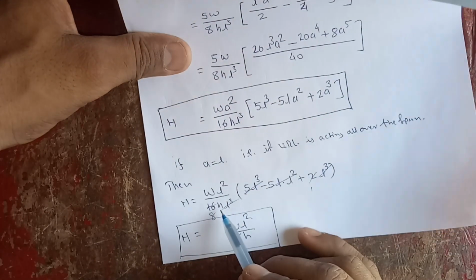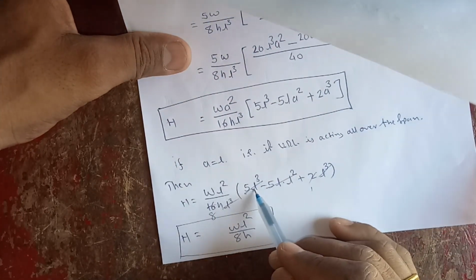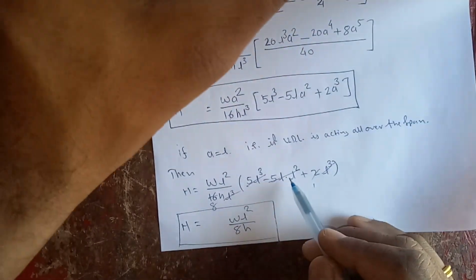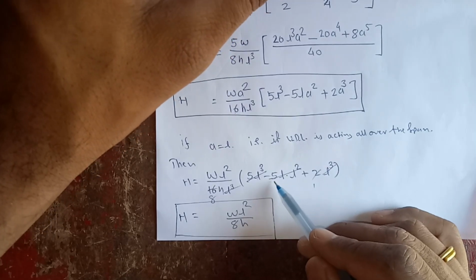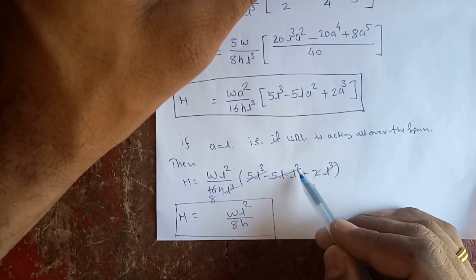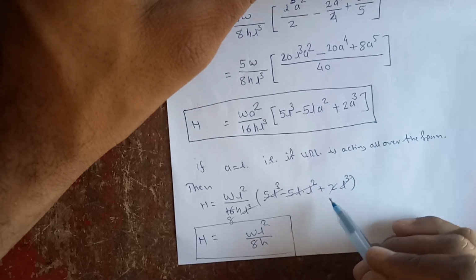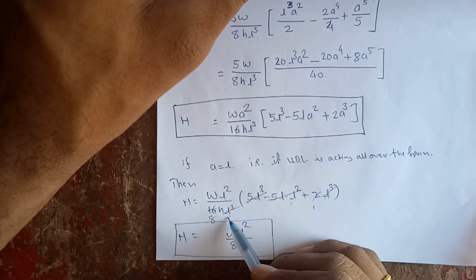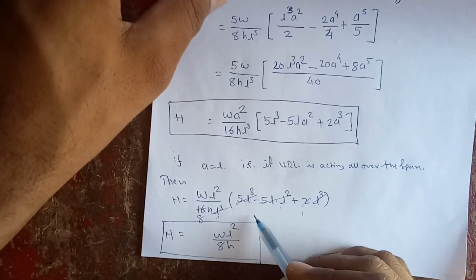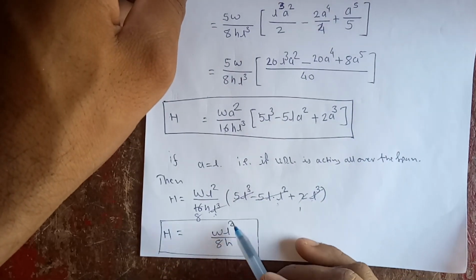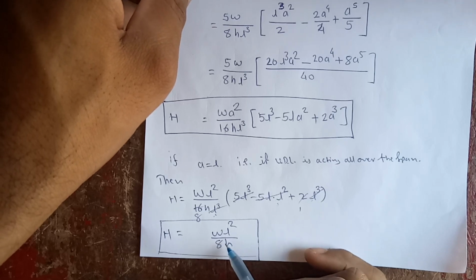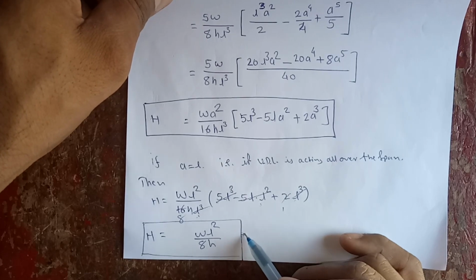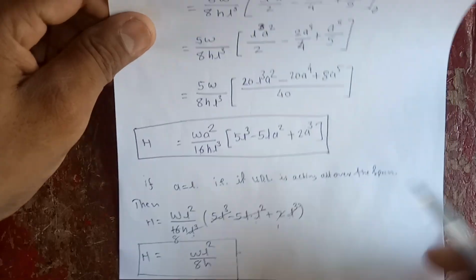So if you substitute that, then here 5 into L raised to 3 minus 5 L into L square plus 2 into L cube. So this all will have an L cube term, and at the denominator we have L cube, so that will get cancelled, and if you simplify, then H will be equal to W L square by 8h. So this is the equation that we get if UDL is acting all over the span.